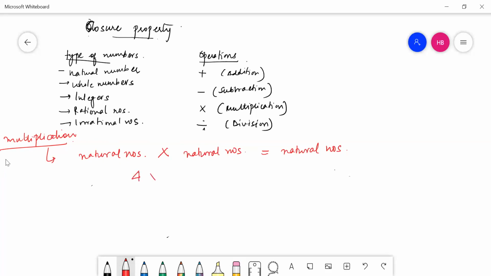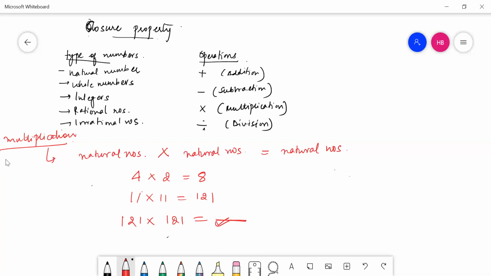So I took 4 into 2, I got 4 twos are 8. Then maybe I took 11 into 11, I got 121. So I'm just trying to take some peculiar numbers and check if I'm getting the answer as a natural number or not. Even if I take one big number into one big number, the resultant number which I'm going to get is again a natural number.